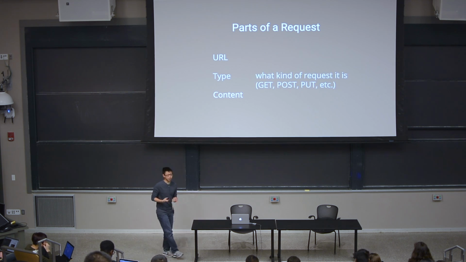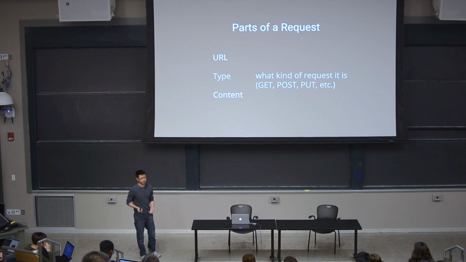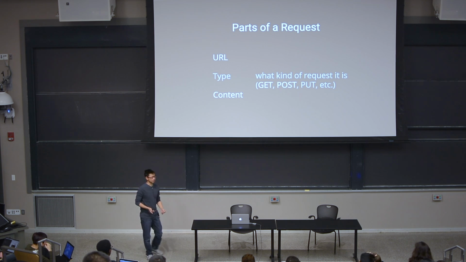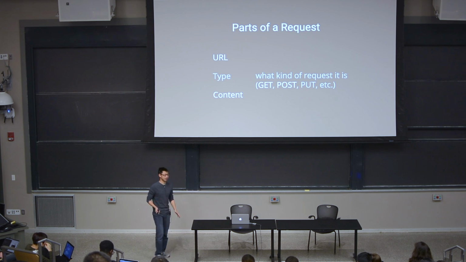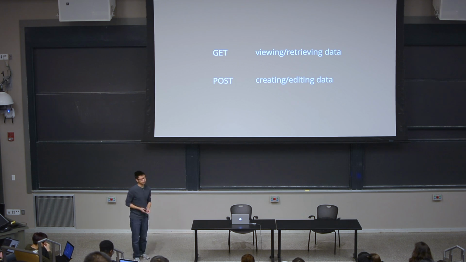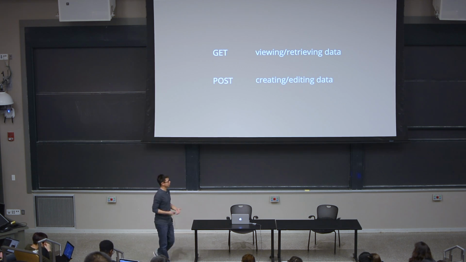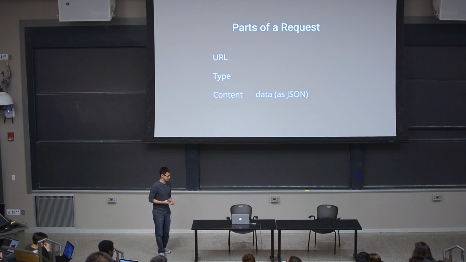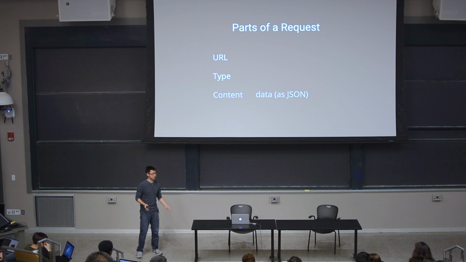The type is what kind of request it is. In the package analogy, it would be: is it a letter, or is it a giant box from FedEx or Amazon? There are different types of requests, and the most important ones that we're going to be talking about are GET and POST. You typically won't see the other ones very often, so you don't have to worry about them. Between GET and POST, as we mentioned earlier, GET is typically for viewing or retrieving data, while POST is for creating or modifying data. There are some other differences between the two, but this is the main thing that you should worry about. So back to the parts of the request. The last thing we have is the content, which is just the data as JSON.